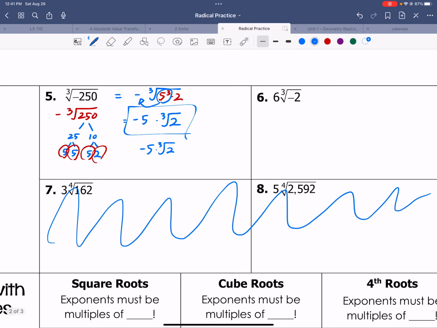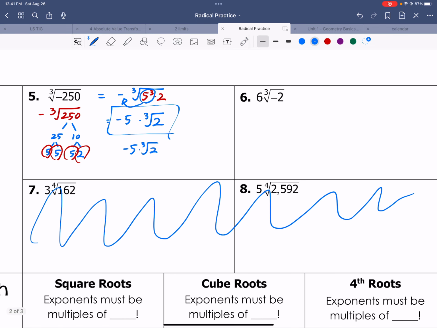All right, let's do question number 6. Do you see there's a negative inside? So I'm going to take it out. It's going to be negative 6 times the cube root of 2. And apparently I cannot simplify further. So that's it. It's very simple.